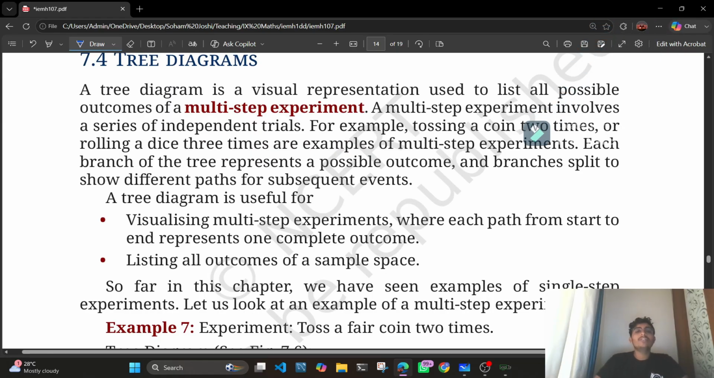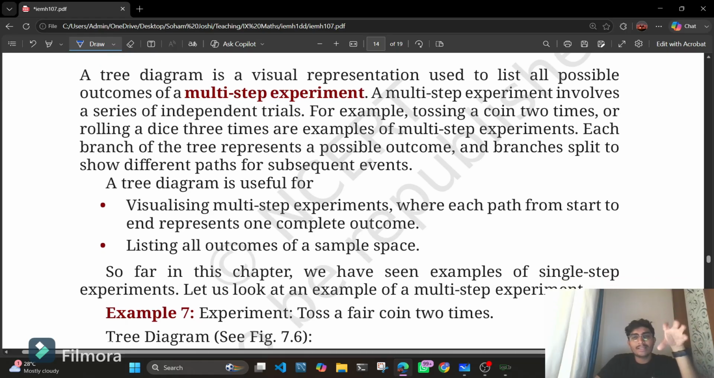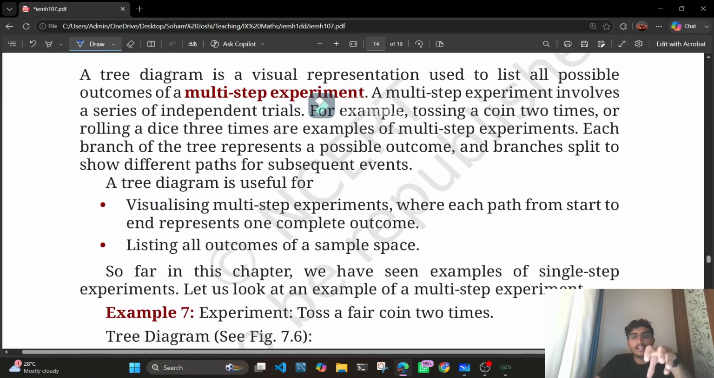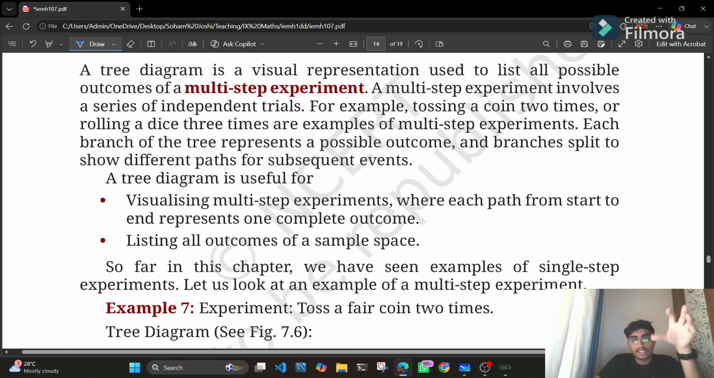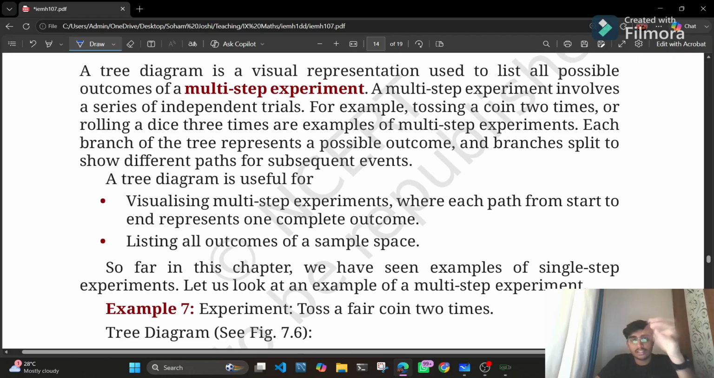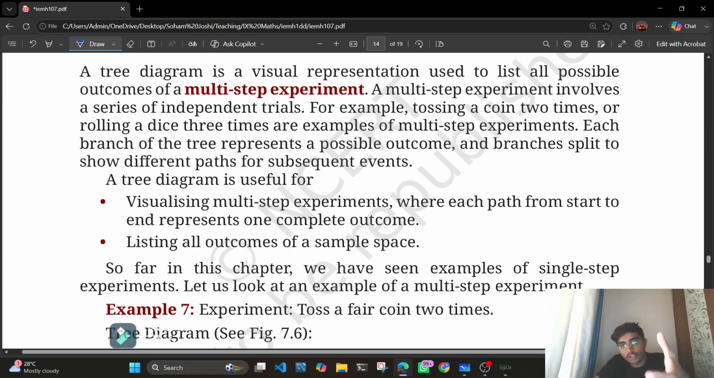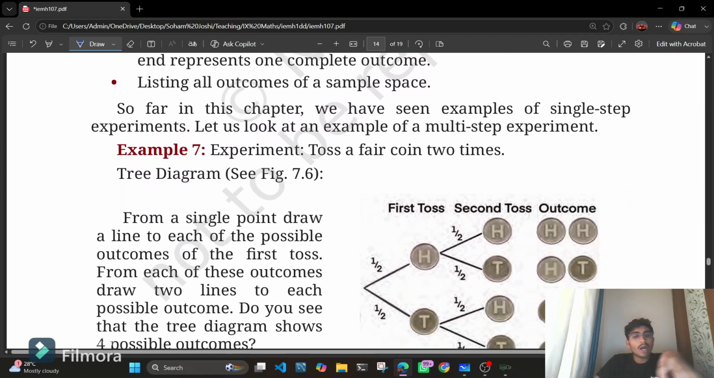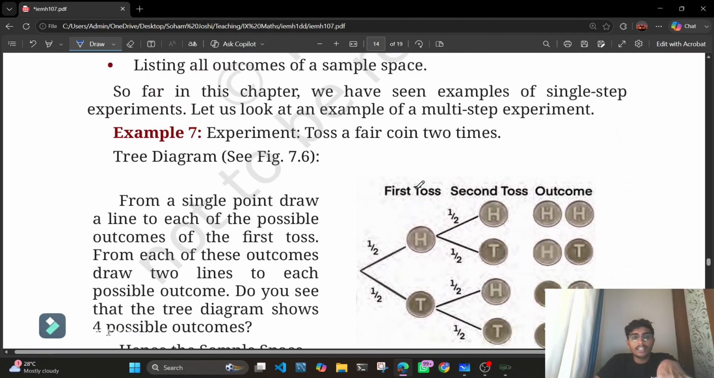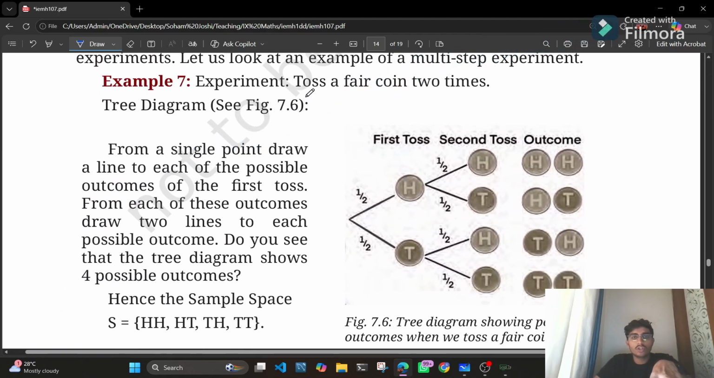Tree diagrams. A tree diagram is a visual representation used to list all possible outcomes of a multi-step experiment. A multi-step experiment involves a series of independent trials. So basically, if we toss a coin two times, not simultaneously, we'll toss one coin, then toss it again for the second time. So how do we solve for it? Experiment: we have to toss a fair coin two times. We have only one coin and we need to toss it two times.